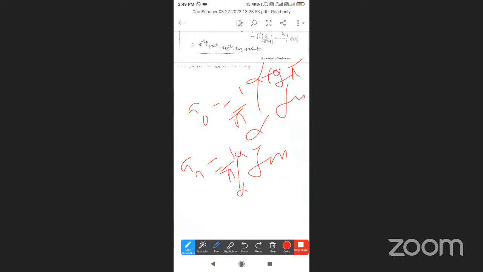Now this is the proof. To find the coefficients a naught, an and bn, these values are known as Euler's formulas. In finding the coefficients a naught, an and bn of the series in equation 1, assume that the series is uniformly convergent in the interval alpha comma alpha plus 2 pi, so it can be integrated term by term from x equals alpha to x equals alpha plus 2 pi.